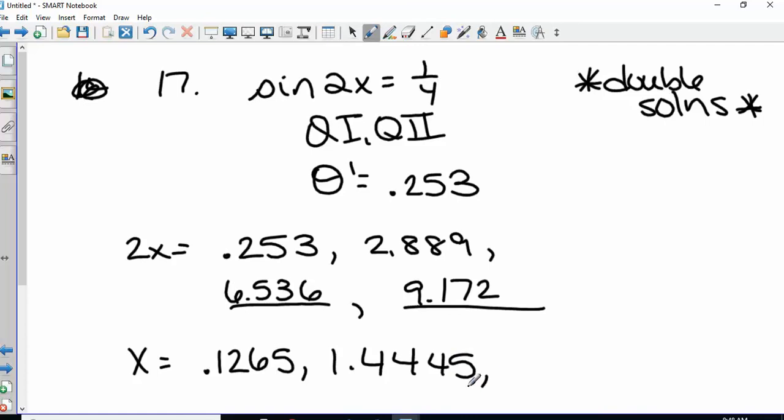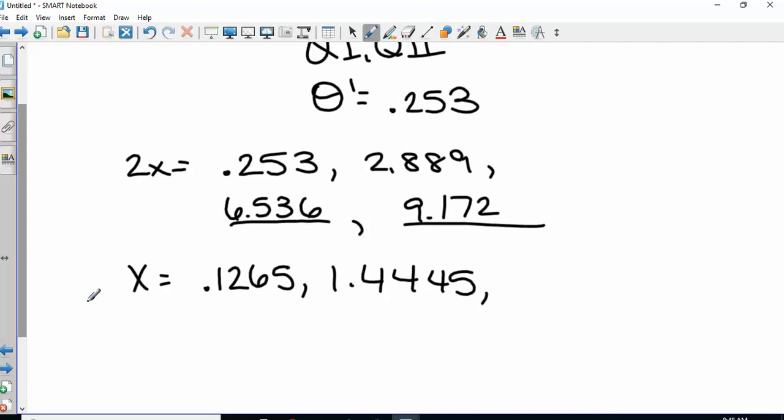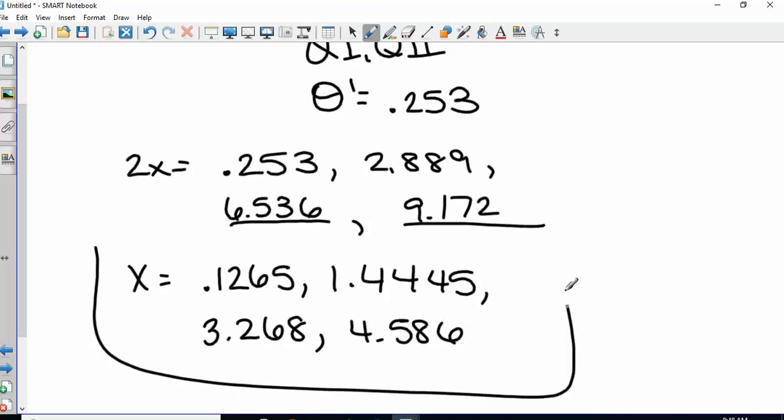Work is important here because depending on how many decimals you kept, your answers might be slightly different. So as long as I have the work, then you're okay. It would only be the last decimal place that might be different, but just make sure you're showing me where your answers come from.